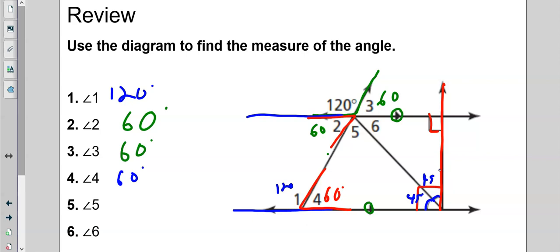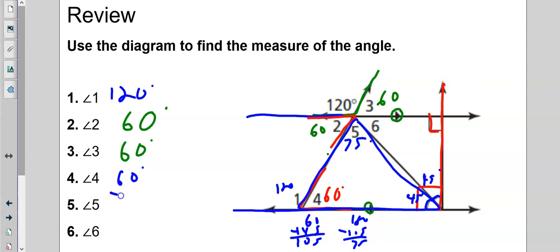So there's two ways to do this. You can find 5 or 6 next, it doesn't really matter. So number 5 is in this triangle right here. And so far we have 60 plus 45, which is 105. So if we subtract 180 minus 105, then we get 75. So angle 5 is 75 degrees.